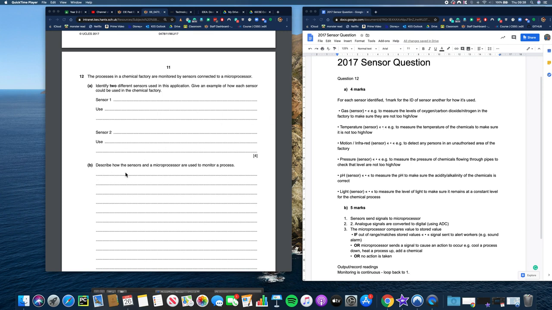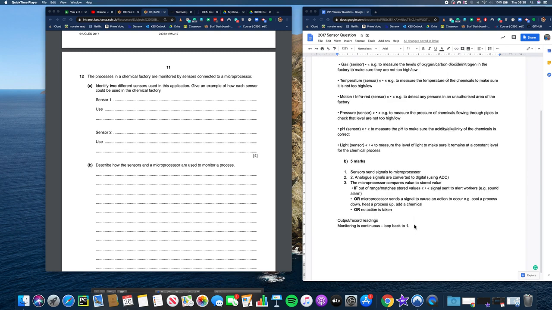Part B is seen several times over the past few years for this spec. It's a very formulaic answer, so you have to say essentially how are the sensors and microprocessor used to monitor this process. So number one, the sensors send a signal to the microprocessor. Of course, sensors are mostly going to be taking information about the real world via analog. Number two, the analog signals are converted to digital, so we're using an analog to digital converter. That's your second mark. Then the microprocessor compares the value to a stored value.